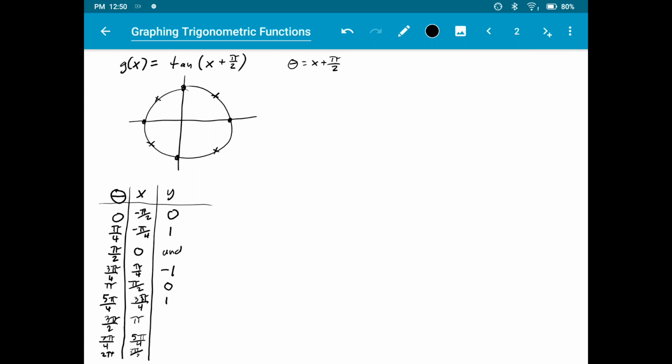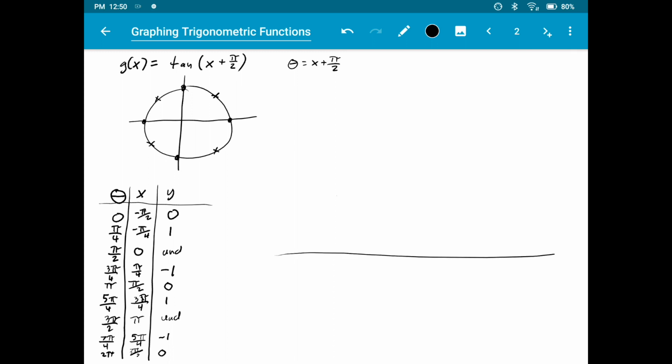0, 1, undefined, negative 1, 0. And so each of these undefined locations is going to represent a vertical asymptote.